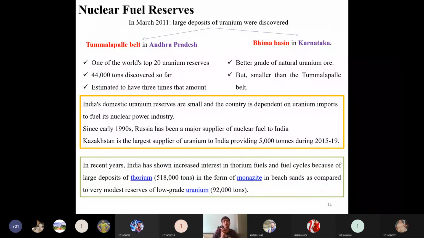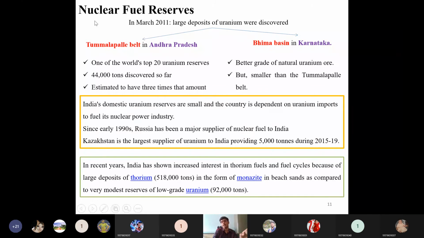Then the next topic will be nuclear fuel reserves. What are the various nuclear fuel reserves in India, according to the IAEA, the International Atomic Energy Agency, Vienna, Austria? Nuclear fuels are nothing but uranium, thorium and plutonium. So in India, where are these nuclear mines located? There are two huge mines in India. One is in Andhra Pradesh, another one is in Karnataka.